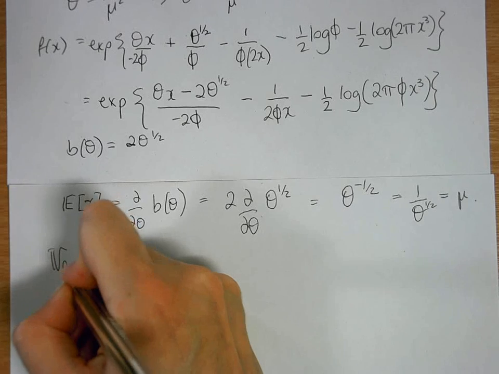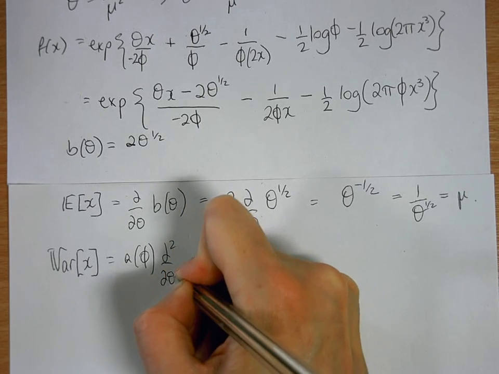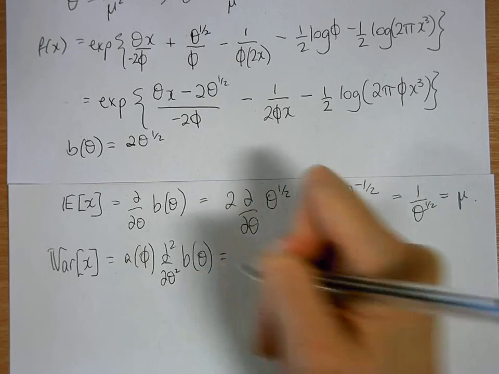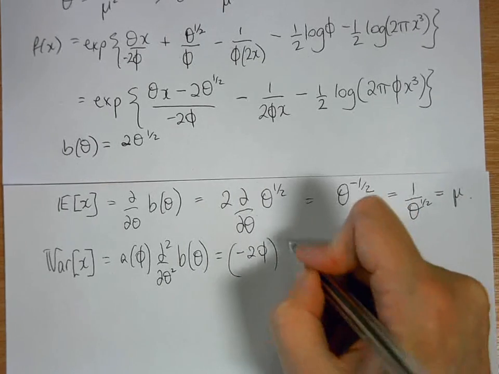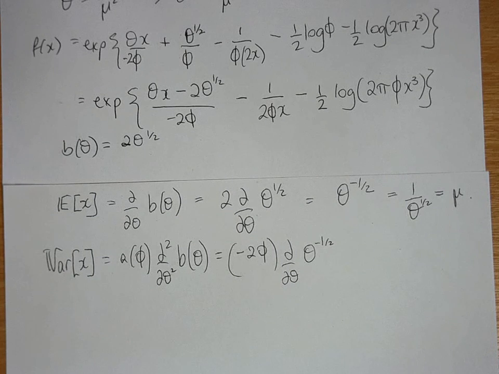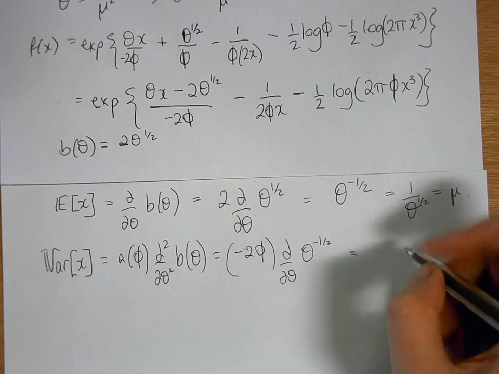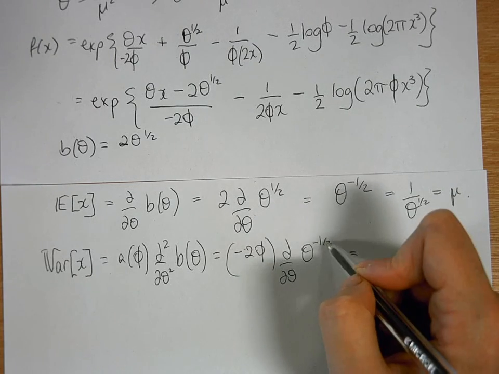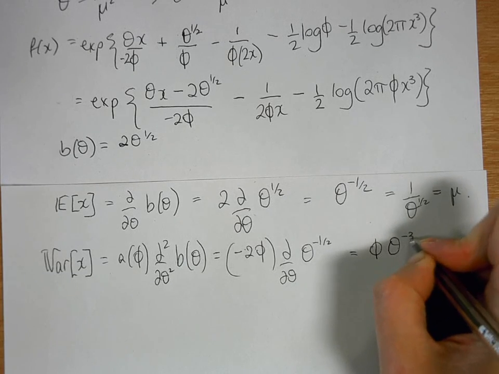The variance of x is a of phi times d squared b of theta over d theta squared, which is equal to your a of phi, which is minus 2 phi, times d theta of theta to the minus a half, and if we think about this quite carefully, we will see that everything cancels out quite nicely. You get theta to the minus 3 over 2 over that times a half, so we get the minus times the minus cancels out, the half cancels out with the 2, so we get phi times theta to the minus 3 over 2.